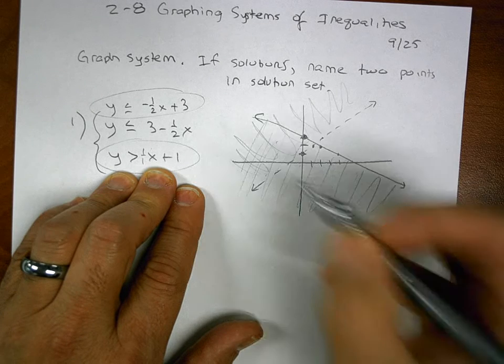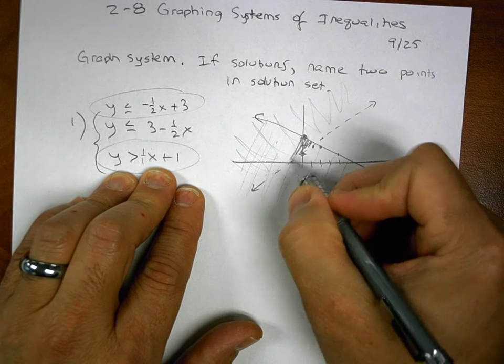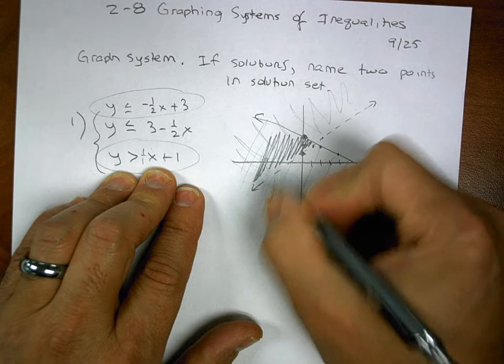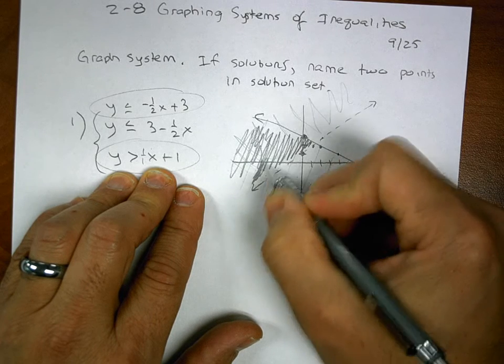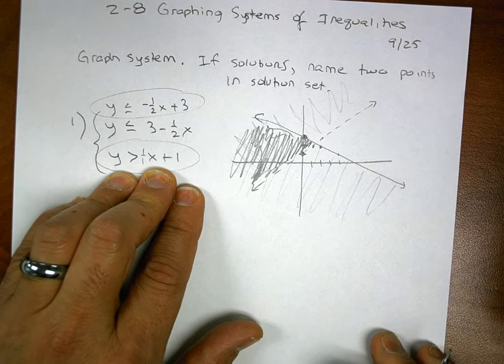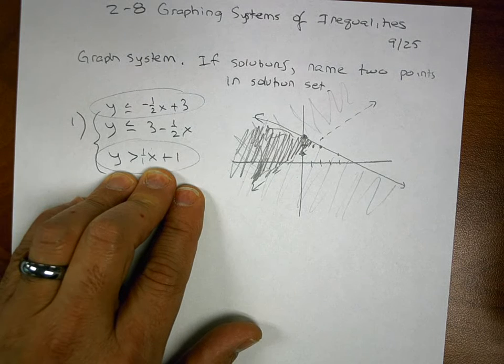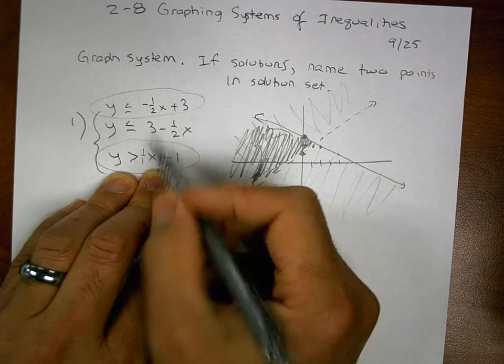And your actual solution set is, I'll make it darker, go back and darken where it overlapped. So all of this, okay, that's our solution. Anything in there is a solution. Any point in there will make both equations true.